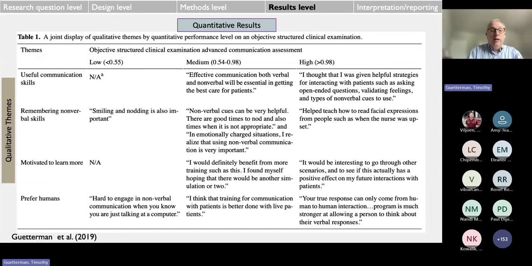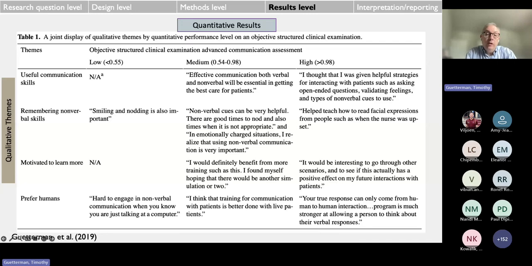But I'll just point out a couple of things that were interesting. And it makes a lot of sense, but we wouldn't have been able to do this without integration. So for the low performers, if you look down at this theme of motivation to learn more, we really had no related comments. So none of the low performers were interested in learning more about empathic communication. The middle and high performers were, and I have some illustrative quotes.